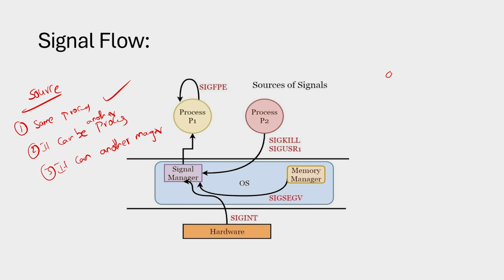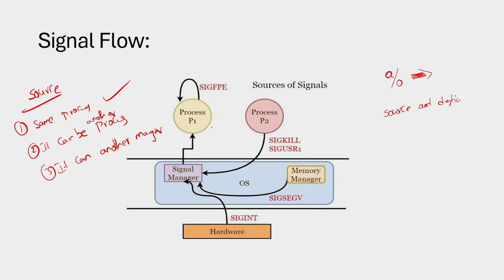We know, see, what happens if we divide an integer by 0? We will get a floating point exception error. Who will receive that signal? That process only, right? So in that example, source and destination are the same, right? Source and destination are the same.